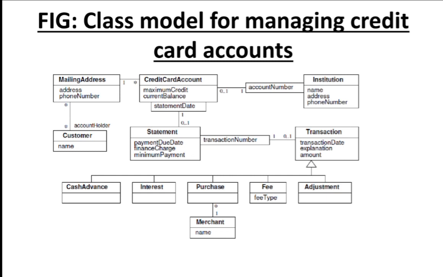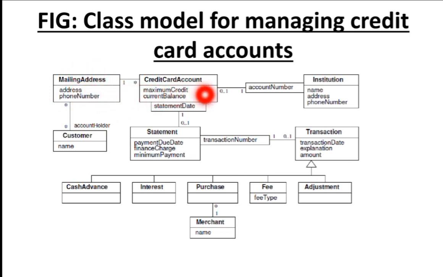Here we have different classes. In UML, to represent a class, the first compartment in this rectangular box will have the class name. The second compartment will have the attributes. For example, this is the first class, the mailing address, and this mailing address has the attributes address and phone number. Attributes are nothing but properties of a particular class, and they give the details about the class.